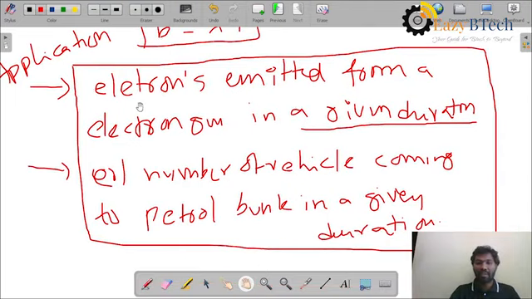So the application of the Poisson random variable is counting: the number of electrons emitted, the number of vehicles coming to the petrol bunk, the number of persons visiting a cinema theater or a mall. Everywhere you can find the total count by using this random variable. Every random variable has one particular application. With this we completed all types of random variables in the random variable concept.